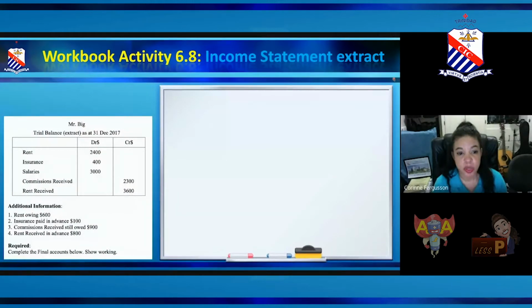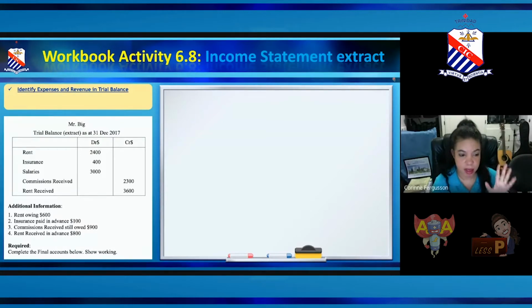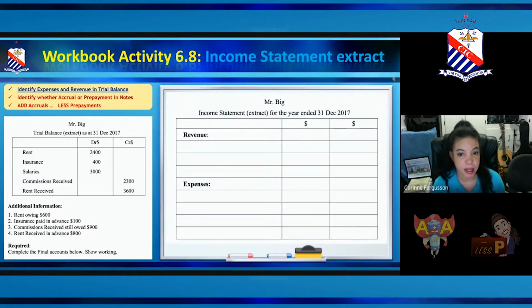So we're going to do another activity, but as I said before, I'm going to use my method, and that is to go into the trial balance. We're going to go through this quicker because you'll realize it's the same thing over and over again, which is the point that I want to get you guys to. So we go into the trial balance, and then we go to the notes and identify whether it's an accrual or prepayment, and you just add the accruals and less the prepayments.